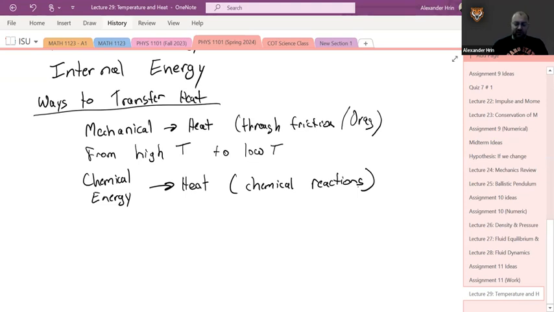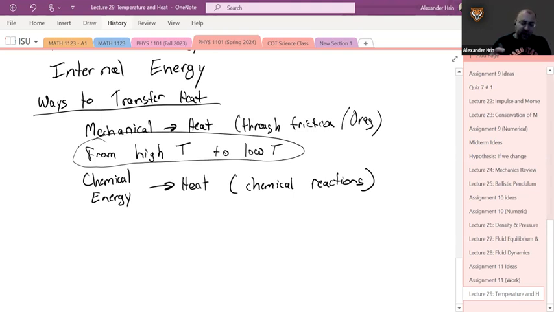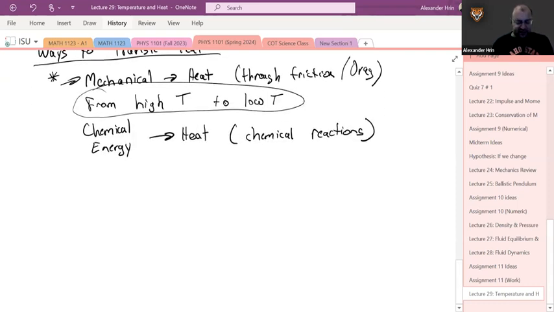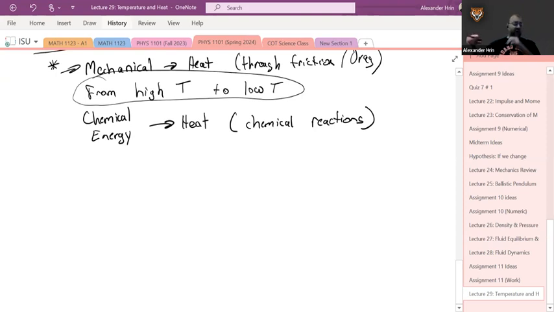So in any event, the main one we're going to look at eventually is from high T to low T. Well, that's not entirely true. We'll also be looking at this one today, but really just to describe some of the equations that we want to talk about. And really, it was this connection of mechanical energy to heat that a guy named James Joule discovered. And I'm going to show you this setup here.